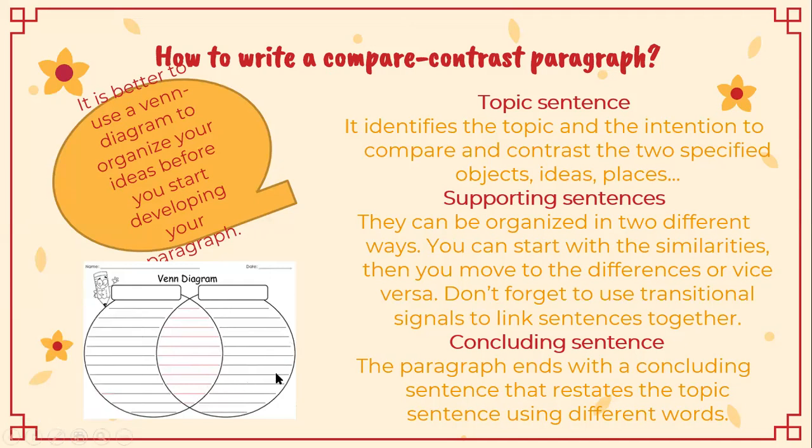We repeat that in the Venn diagram, there are two intersecting circles. In the middle, in the intersecting part, since it's common, I have to mention the similarities, and on the sides, I have to mention the differences. And pay attention, again, I repeat, you have to use phrases, not complete sentences. I'm going to show you how now. It's better to use a Venn diagram to organize your ideas before you start developing your paragraph.